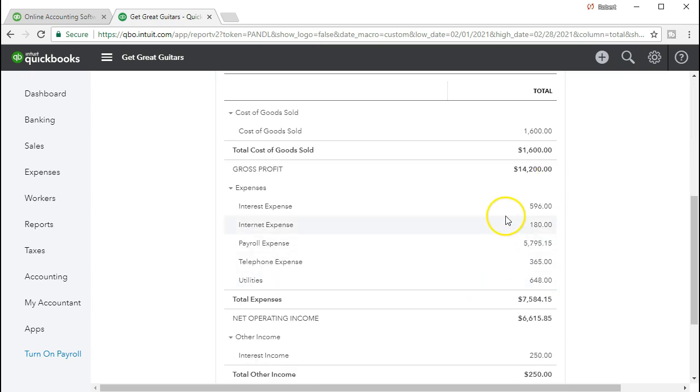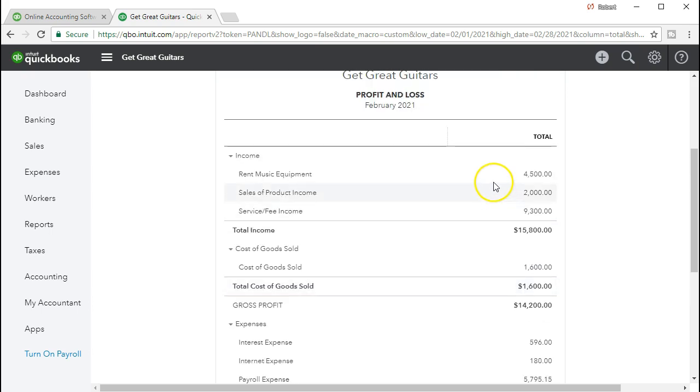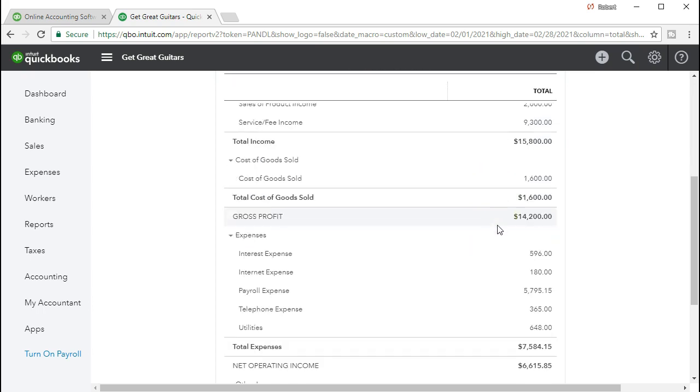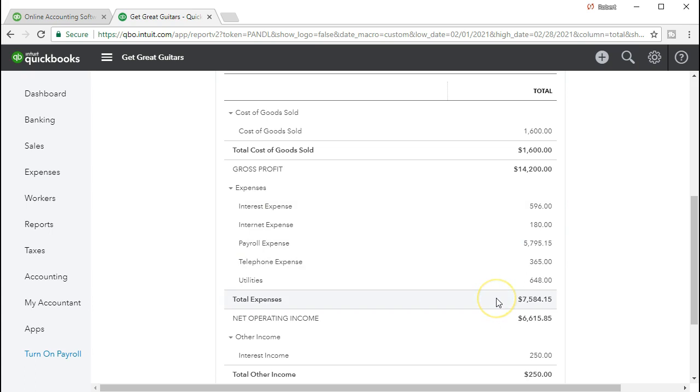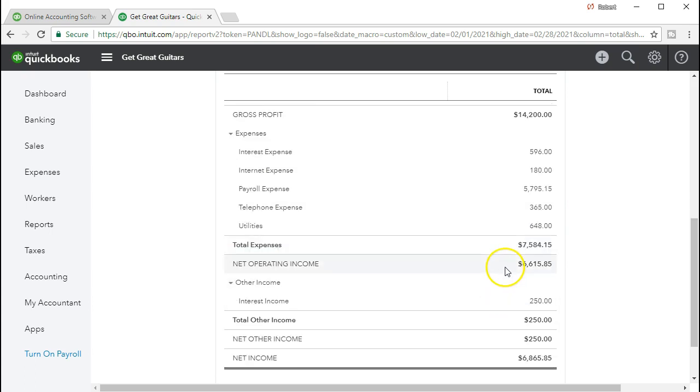And then we've got our other expenses. Note that there's, of course, more expense categories typically in a company than there are income categories. However, we hope the income categories are larger in total. Here's our total expenses down here. Then that'll give us our net income from operations.